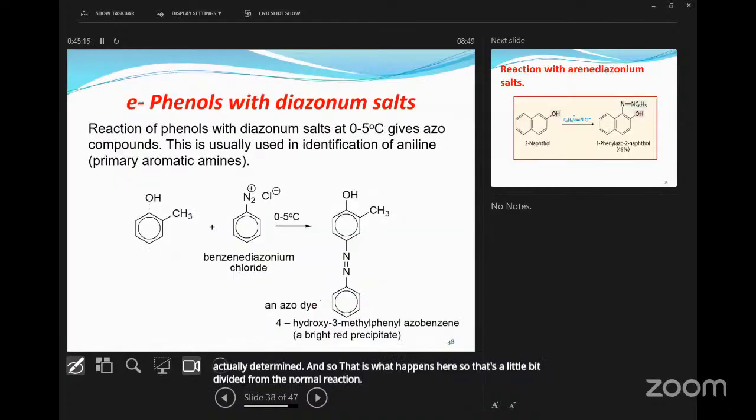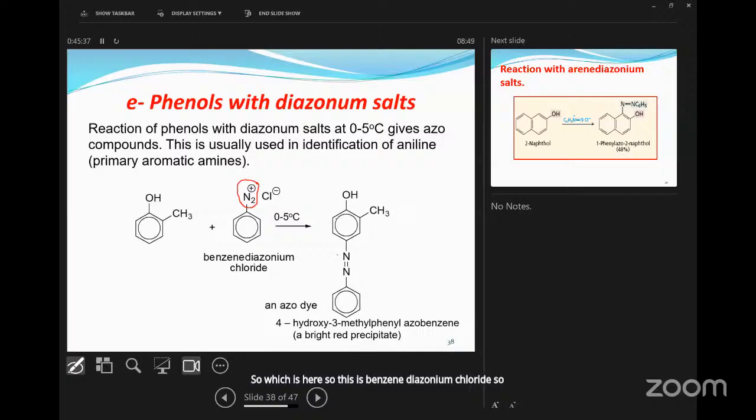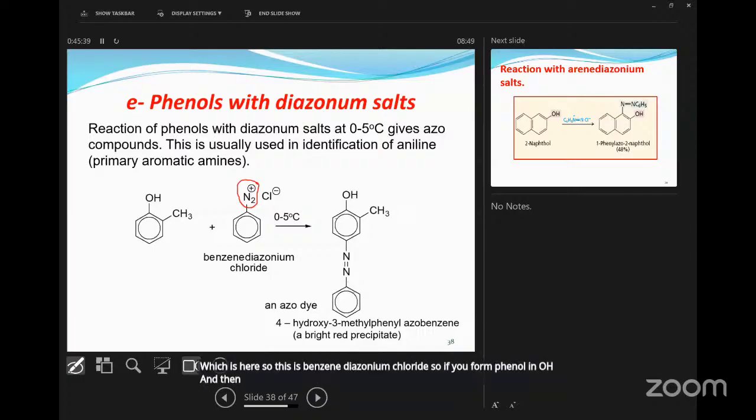Then it can also react with diazonium salts. You remember I mentioned that these diazonium reactions are very, very important, and they are very good leaving groups. They can be used to prepare, in fact, we use it to prepare phenol itself when we react it with water, and then it forms phenol, which is here. So this is benzene diazonium chloride. So it will form phenol, and then this is a red precipitate.